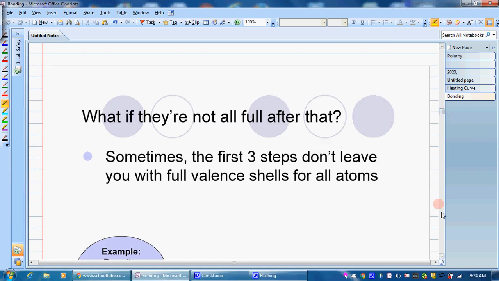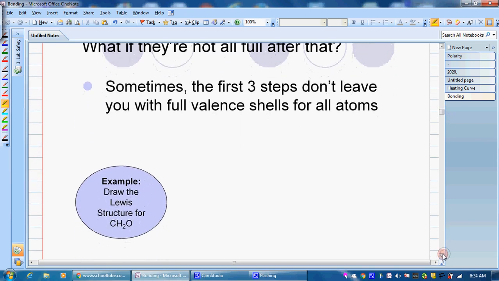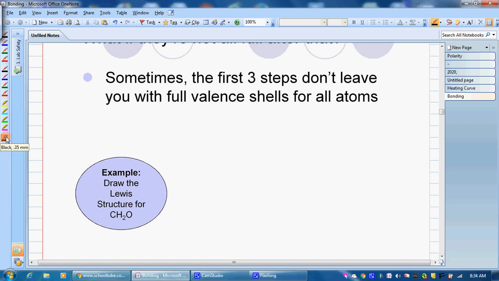Now sometimes we're going to have a situation where, if we do those 3 steps, we're not going to have a full valence shell. So if we have our carbon here with our 4 valence electrons, and we have our hydrogen, we have 2 of these. Again, carbon wants to make those 4 bonds, so we're going to put carbon in the middle. We would have 2 hydrogens, and then remember, oxygen is going to want 6 valence electrons. So we'll redraw this with our carbon in the center, 1 from hydrogen, 1 from carbon here, 1 from hydrogen, 1 from carbon here, and then we're going to put our oxygen here.